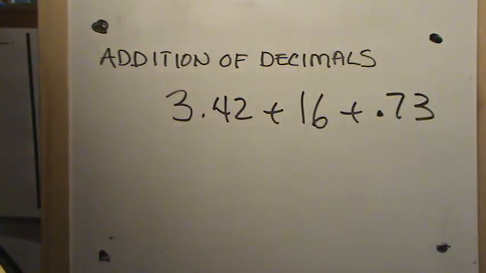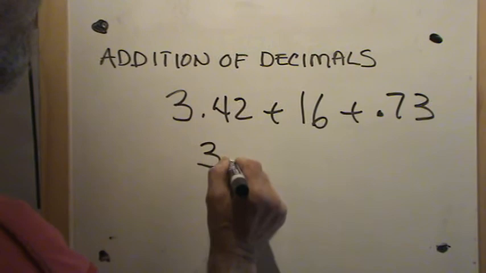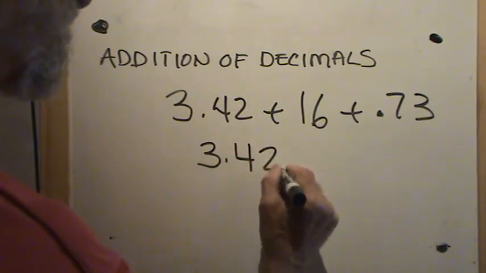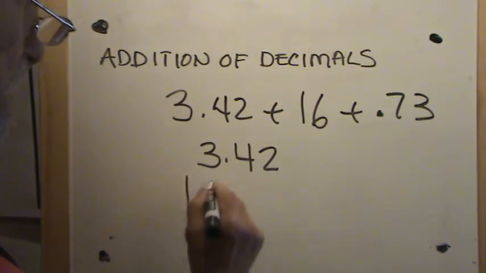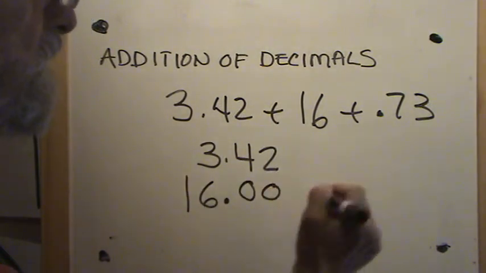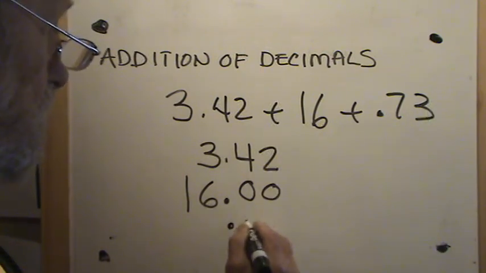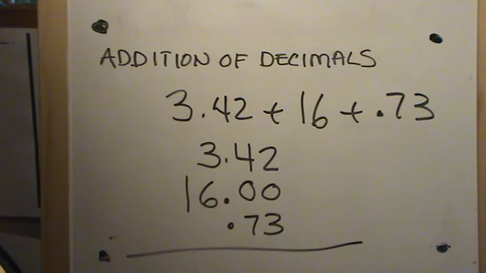Oh, there's my time. My 10 minutes is up. Well, just let me do a quick review. You just have to remember, rewrite the problem, line up the decimal places. In the case of a whole number, you have to remember that there is a decimal there, and then we'll put in some fillers, and then 73 hundredths. And then you just add.